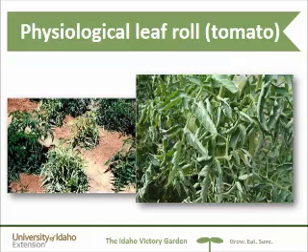Here's another problem that would be easy to attribute to a disease, but it's actually an environmental response. So this is physiological leaf roll of tomato. Now you can see the picture on the left. You would think, oh my goodness, all of my tomatoes have a terrible wilt. They're all dying. They must be diseased.